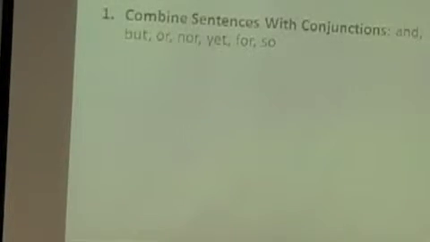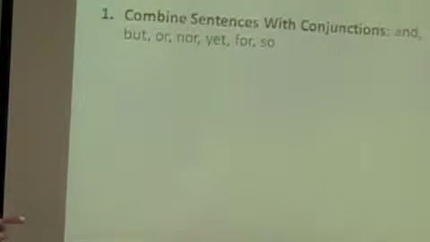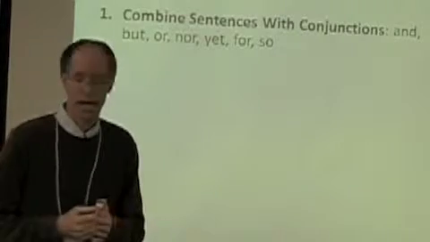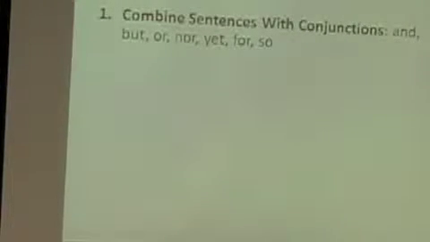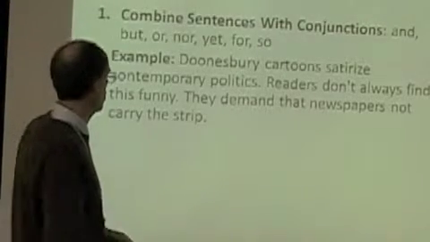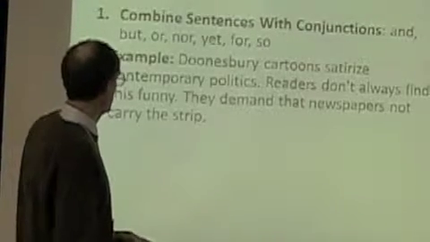All right, so why is this useful? Because if you have these short, choppy sentences, you can look at joining them together in various ways. Let's take a quick look at some of these. You can combine sentences with conjunctions, and conjunctions are these: and, but, or, nor, yet, for, so. For example: "Doonesbury cartoons satirize contemporary politics. Readers don't always find this funny. They demand that newspapers not carry this truth."